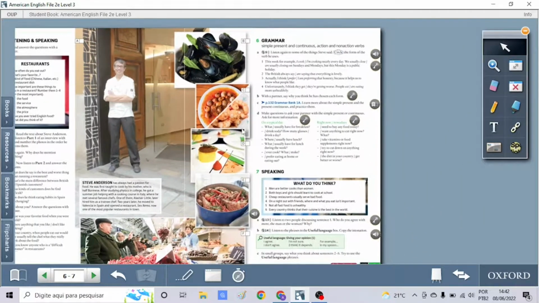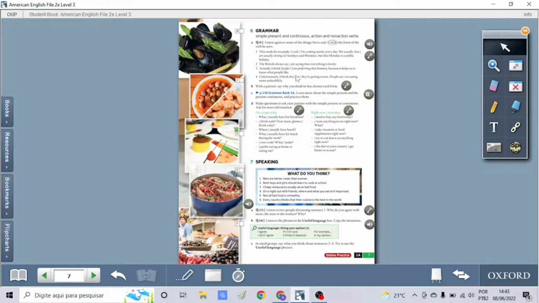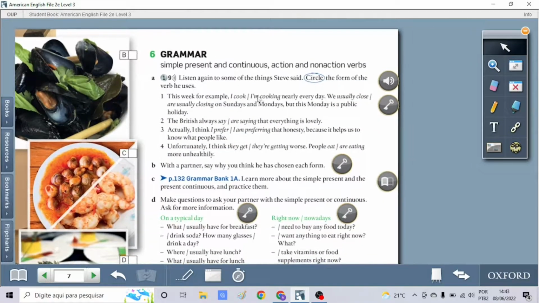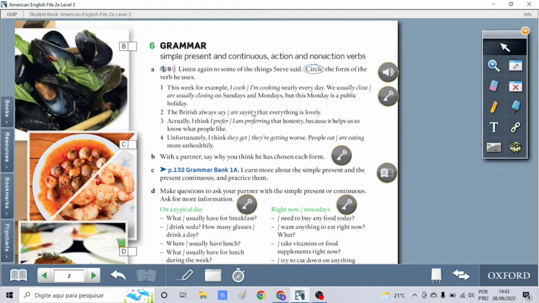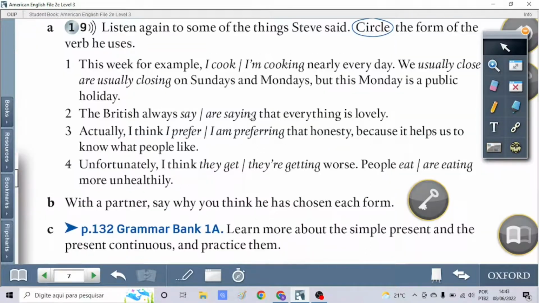Now we're going to grammar, page 7. In this grammar today, we're going to review the simple present and the continuous action and non-action verbs. To get started, we're going to listen again to some of the things Steve said. You are going to circle the form of the verb he uses.